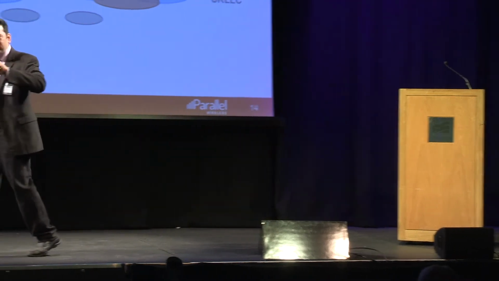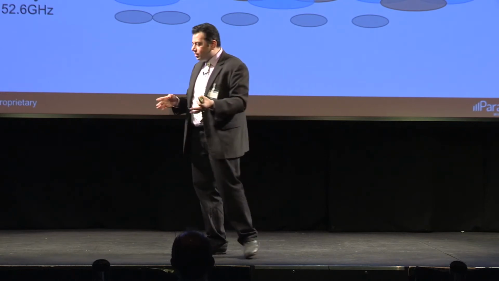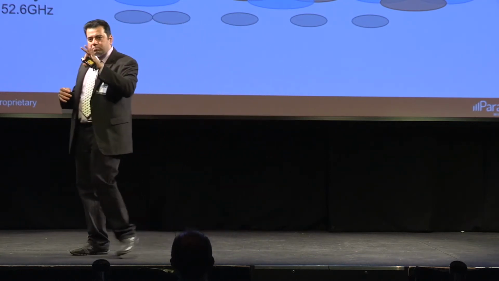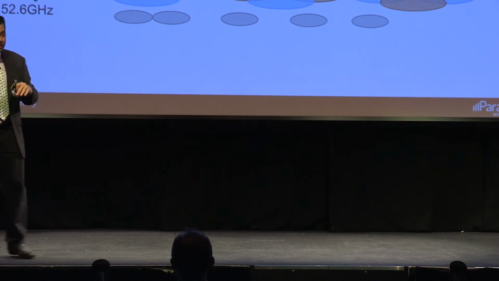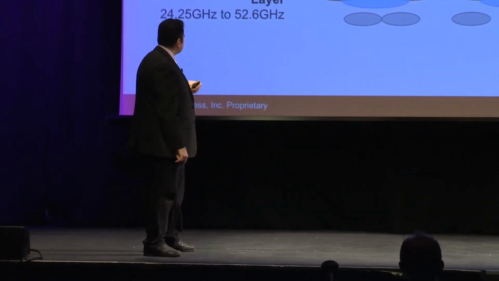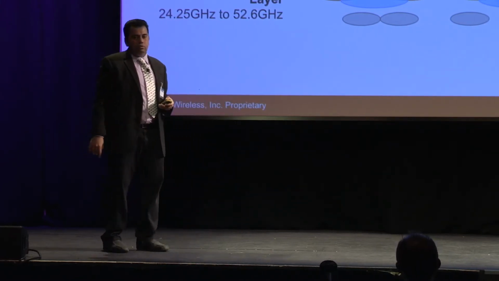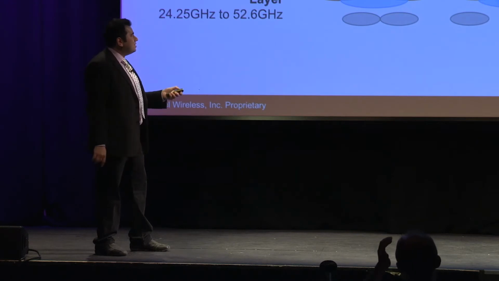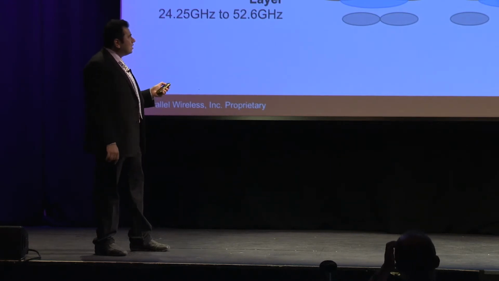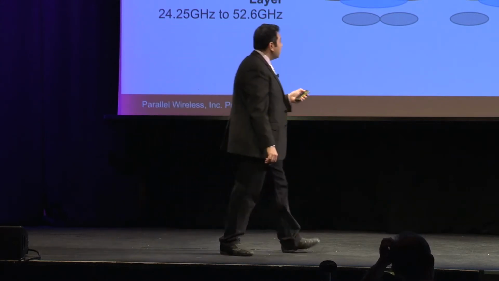So 3GPP defines two frequency ranges. Frequency range 1, which goes from the lowest, which is 410 megahertz nowadays, all the way to 7.125 gigahertz. And frequency range 2 starts from 24.25 and goes to 52.6. So most of the operators, when you think about it, are getting frequency in this range. In the UK, the operators are all launching 5G today in the capacity layer.